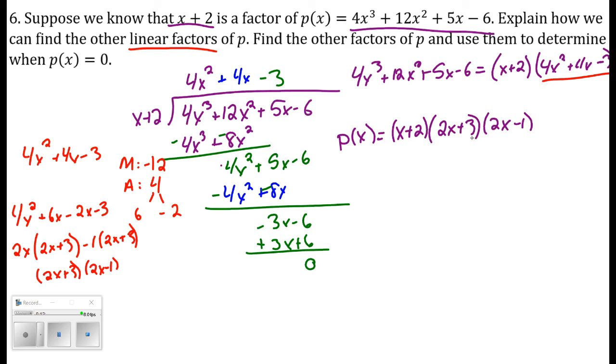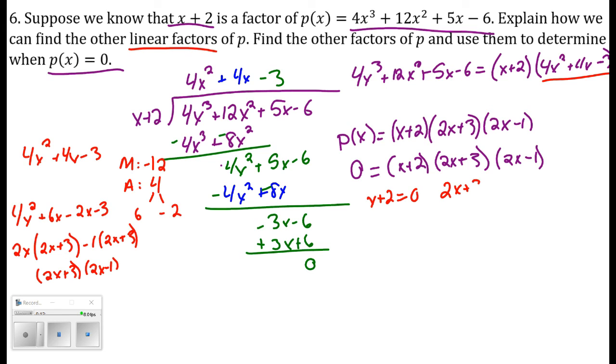We found the other factors and used them to determine when p of x equals 0. So I want to know when it equals 0. Well, luckily it's already in factored form, and to solve a polynomial equation, we want it in factored form so we can apply the zero product property. Either x plus 2 equals 0, 2x plus 3 equals 0, or 2x minus 1 equals 0.